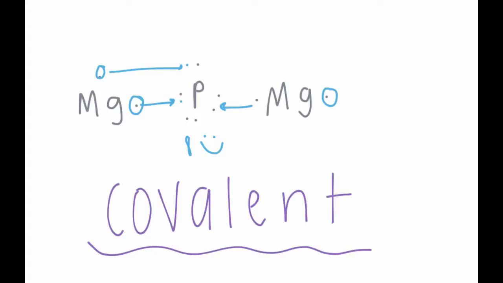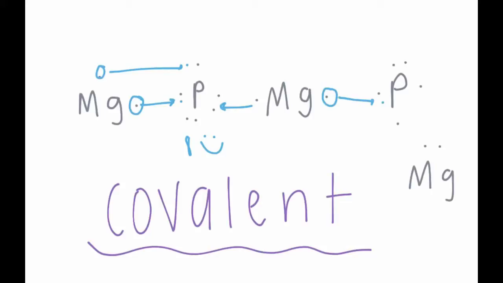So we're going to add another phosphorus. The phosphorus has 5, so 1, 2, 3, 4, 5. And we'll take over this one. And now it only has 6. So we're going to add one more magnesium.